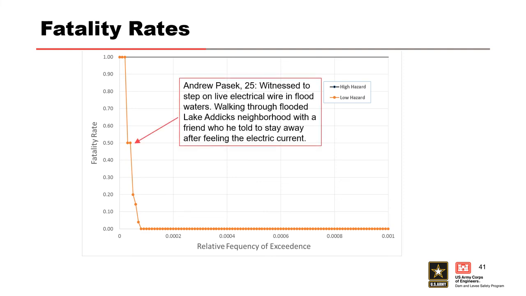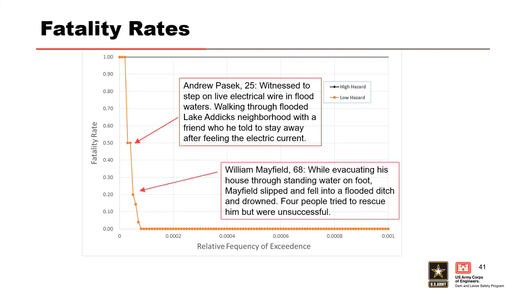They were walking through the floodwaters and somebody stepped on a live electrical wire. And he was with somebody else. The other person didn't step on it, he did. That's how you come up with a fatality rate of 50% in a low hazard area, just that accident of getting electrocuted. Similarly, other people evacuating, one person fell into a ditch and drowned, and the others survived.